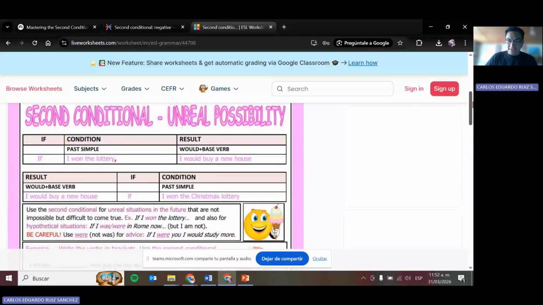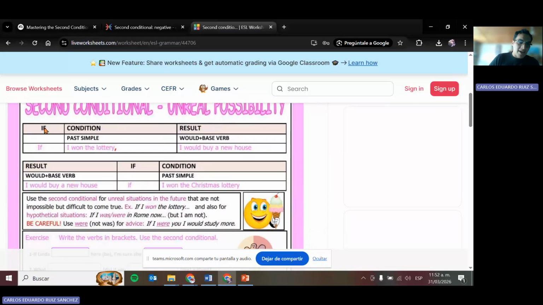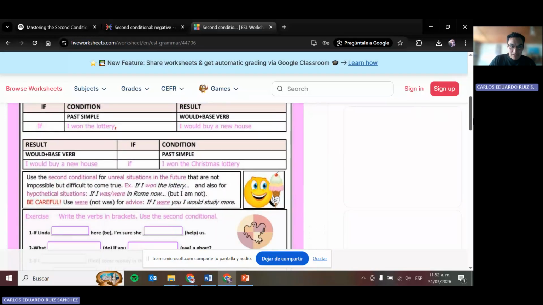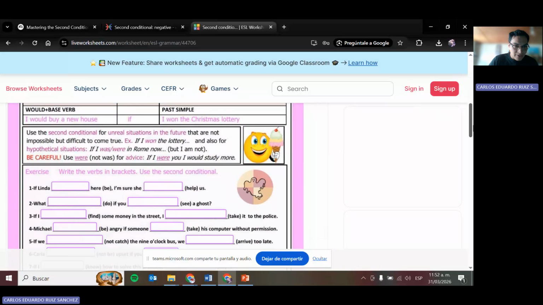And to finish, yes, it's time to finish our class, dear students. We are going to develop this last activity. It's a writing activity. And we got a worksheet using second conditional. We got here a review: if, past simple conditional, and the result using would. Don't forget all that we learned in this session, okay?